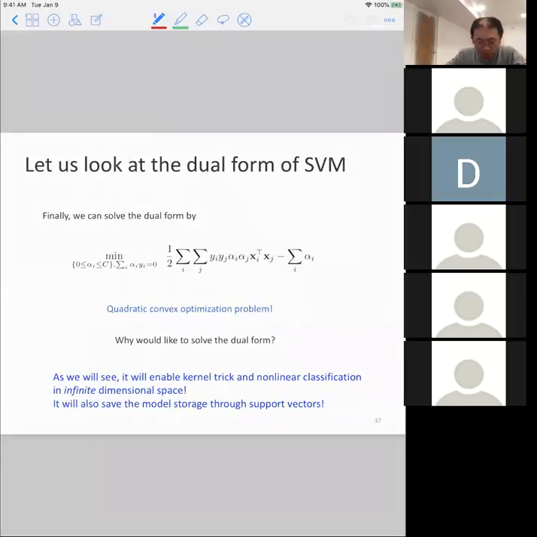So what's the benefit of this dual form? As we'll see, it will enable the kernel trick and nonlinear classification. In other words, if you want your support vector machines to do arbitrary nonlinear classification, you have to rely on this dual form. You have to solve this dual form. Also, it saves model storage through the so-called support vectors. So what are support vectors? To see that, we need to look at the solution of this dual form.